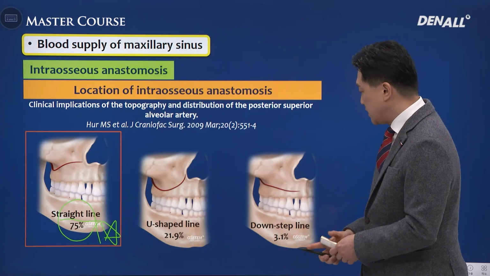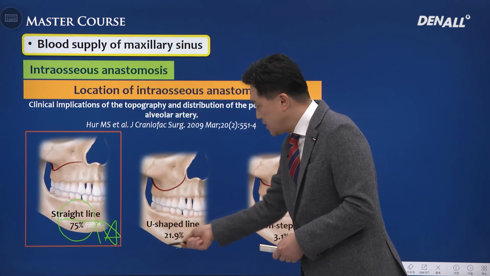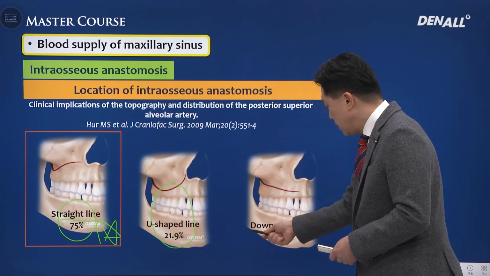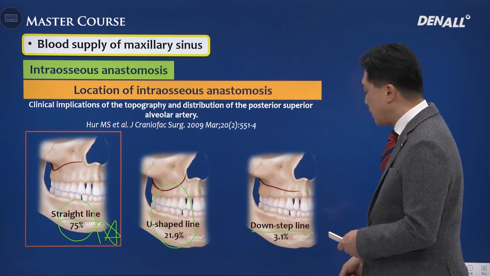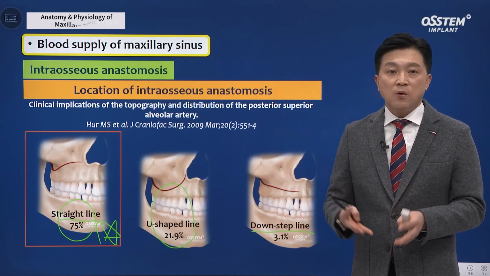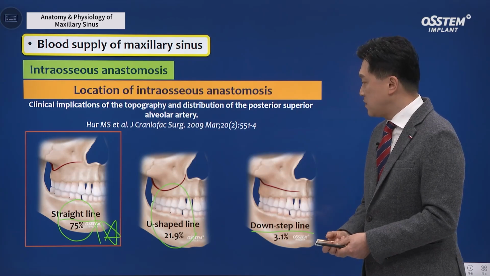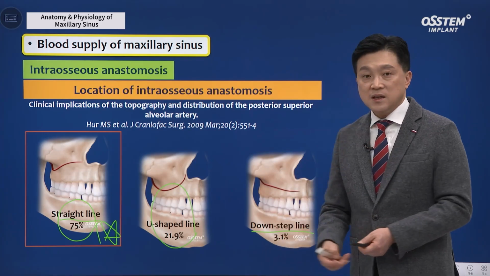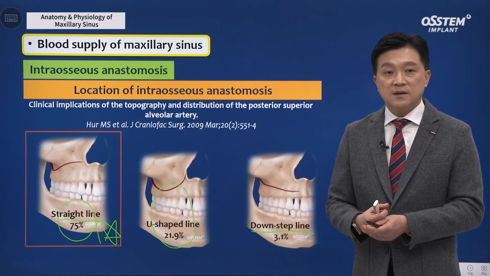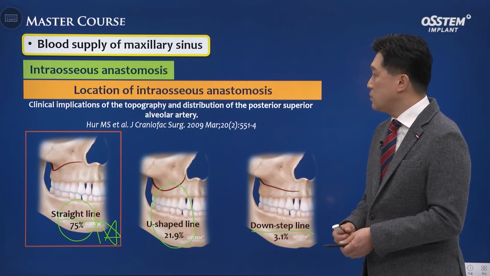In the case of U-shaped line, which accounts for 21.9%, and down step line, which accounts for 3.1%, when we do a lateral approach and plan for a sinus graft, we need to pay attention so that minimal damage to the intraosseous anastomosis artery can be made.